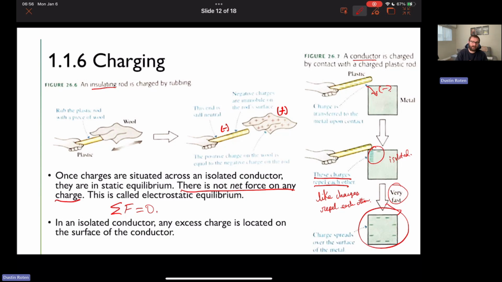So in an isolated conductor, that means all the excess charge is actually going to be located on the surface of the conductor. And that makes sense if you think about it. If you have some sort of metal block here and you put a bunch of electrons on it, electrons hate being around each other, so they're going to push out as far as they can to get away, which means on a conductor, your excess charge is always going to be on the surface.